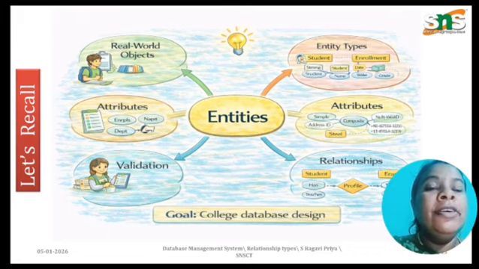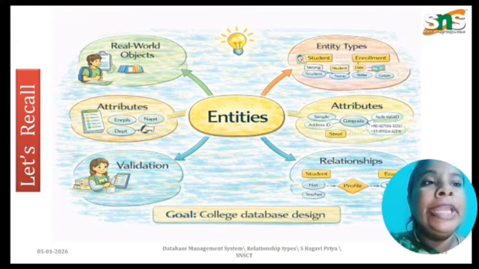Let's recall the previous topic we have discussed. We have seen about entities, and examples of entities. Entities consist of real world objects. Then they have attributes, which are represented using an oval symbol. Then they have validation. Then we have seen about entity types, which are strong entity and weak entity.